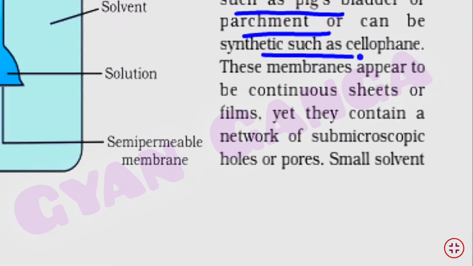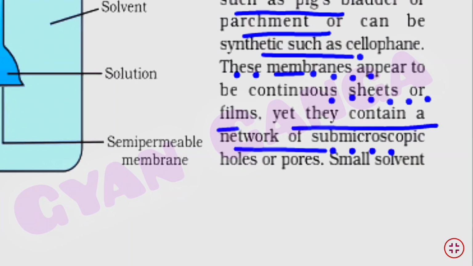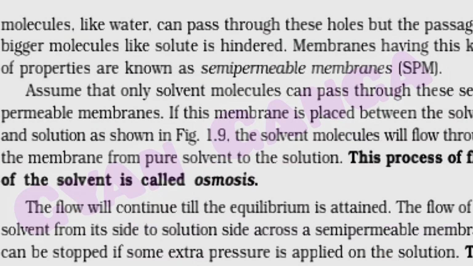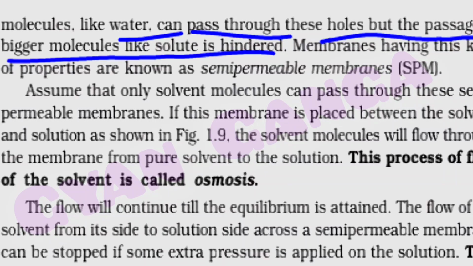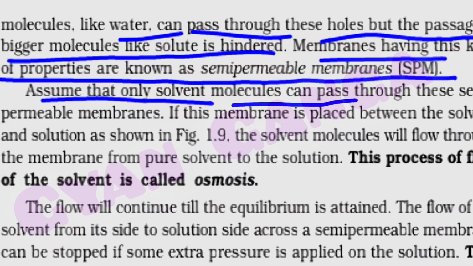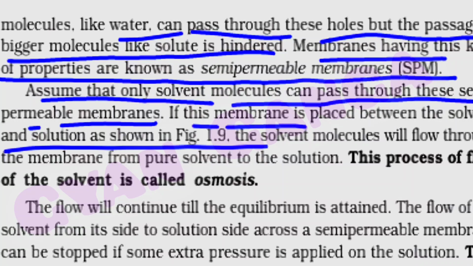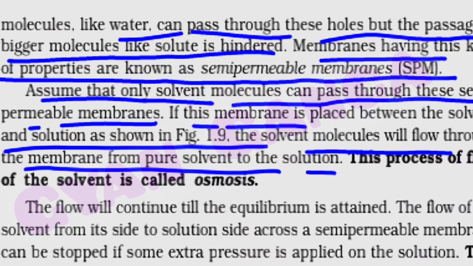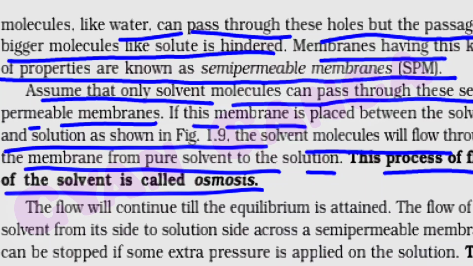These membranes appear to be continuous sheets or films, yet they contain a network of submicroscopic holes or pores. Small solvent molecules like water can pass through these holes, but the passage of bigger molecules like solute is hindered. Membranes having this kind of property are known as semi-permeable membranes, or SPM. Assume that only solvent molecules can pass through these semi-permeable membranes. If the membrane is placed between the solvent and solution as shown in figure 1.9, the solvent molecules will flow through the membrane from pure solvent to solution. This process of flow of the solvent is called osmosis. The flow will continue till equilibrium is attained.